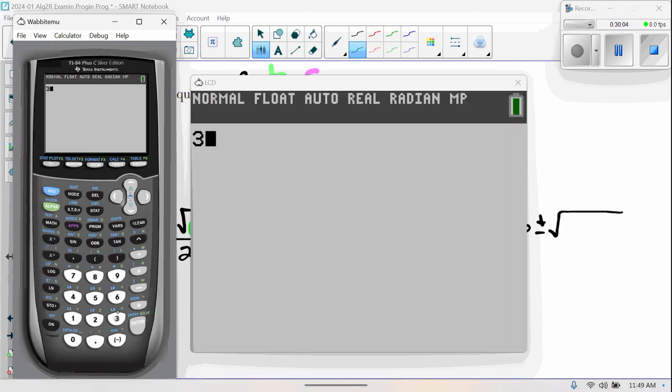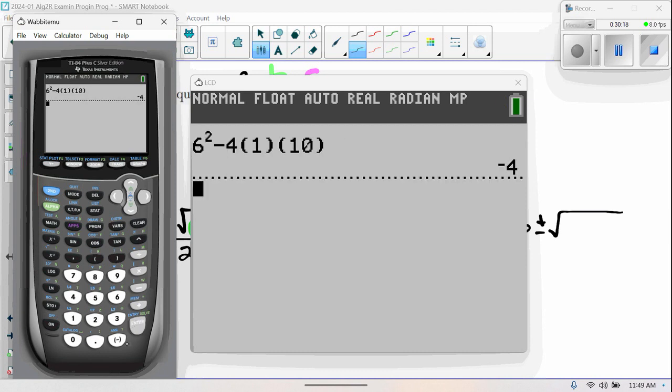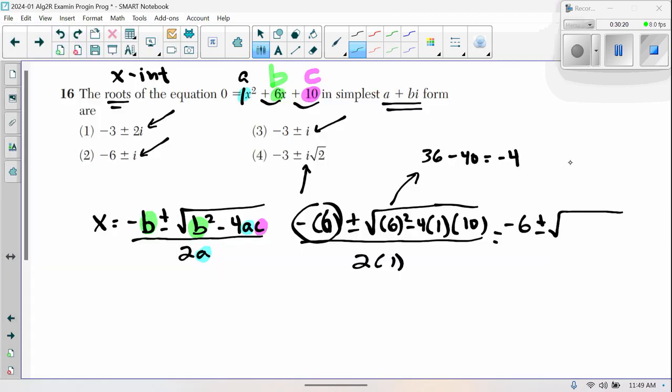So I'm going to say 6 squared minus, now this is only under the radical. I'm not putting the radical over it. This is only what's under the radical. 4 times 1 times 10. Negative 4. Okay, so if you want to check your work like that, it's negative 4, all over 2 times 1 is 2. But we don't have that.